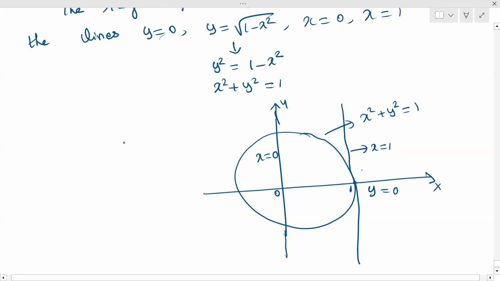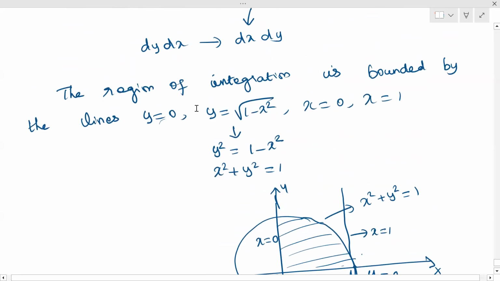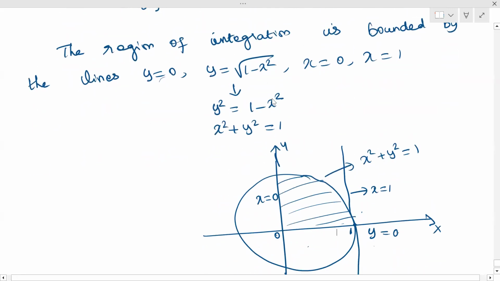So which is our region? Here we are having 4 parts. So x is 0, y equal to 0 means definitely the region lies in the first quadrant. So this is our region. Here what we have to change? We have to change dy dx to dx dy. We need the x limit first.